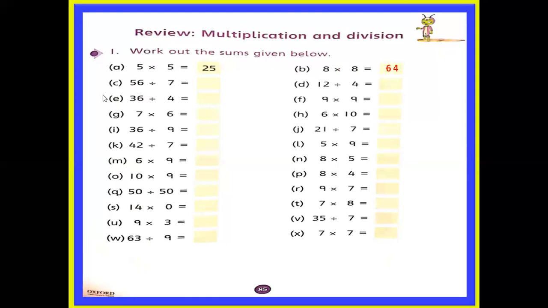What is our answer? 8. Now the C part. The C part is about division. So read the table of 7. 7 eights are 56. Okay. So right here, 8.